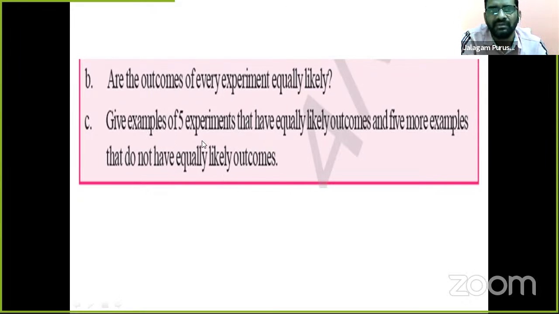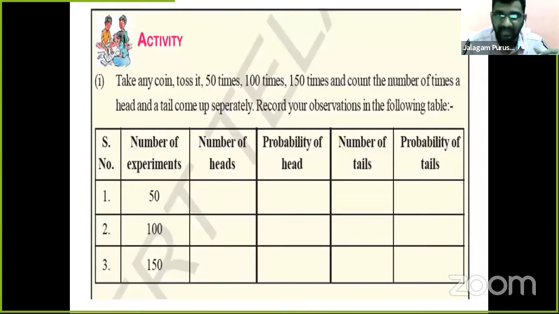This is for you children. So please do this problem. Five examples of equally likely, five examples of not equally likely. Already we may learn. Okay, right. Next, there is an activity, children.